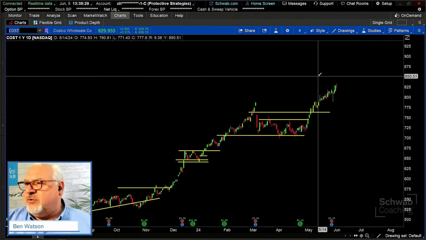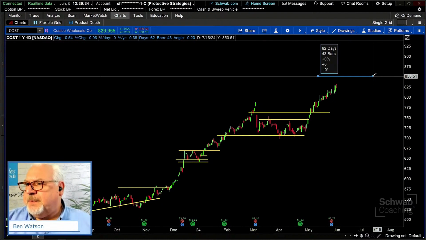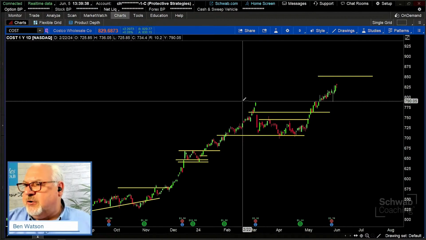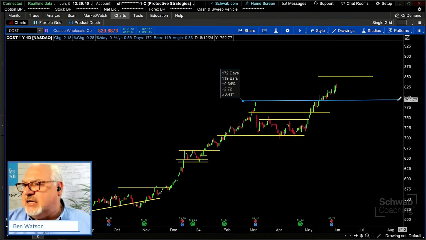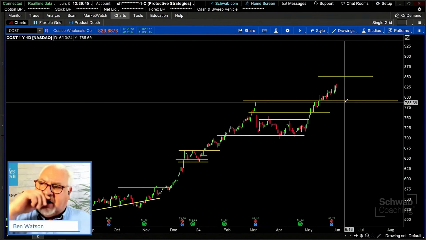Let's give it a little bit of headroom. Let's look at selling the 850 strike. Okay. And let's use the level of support, maybe right down here around the 790 level, if it were to break down below that 790 level. So that's what we've got in place.